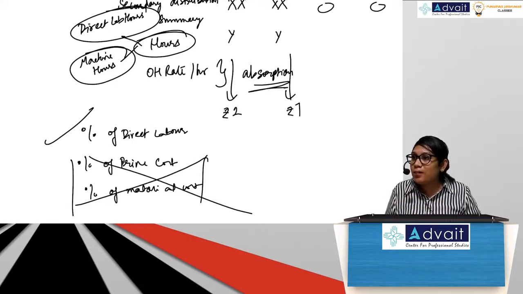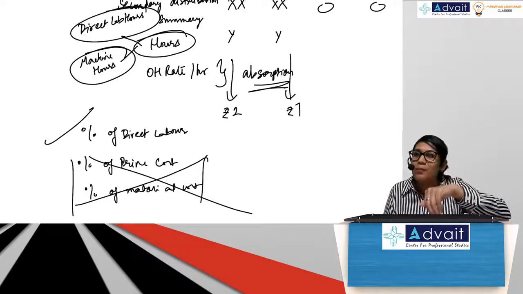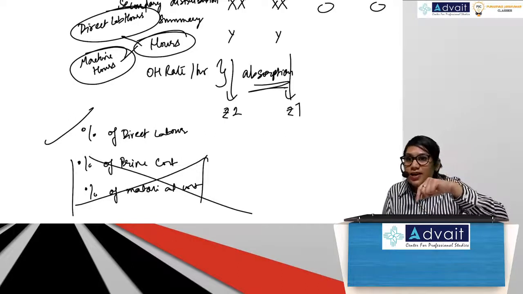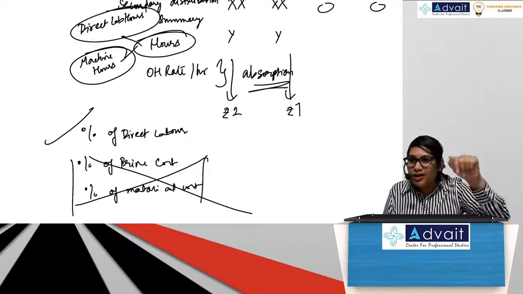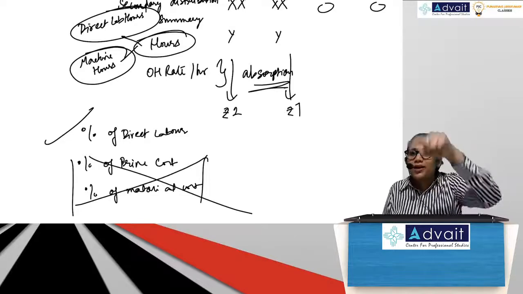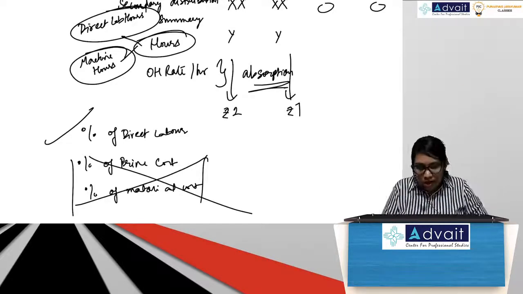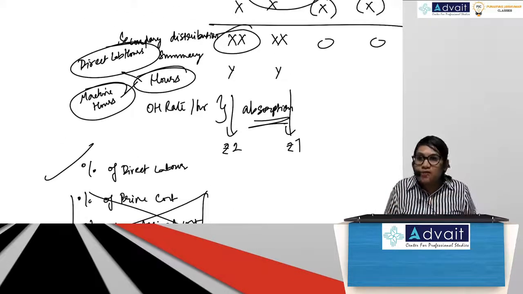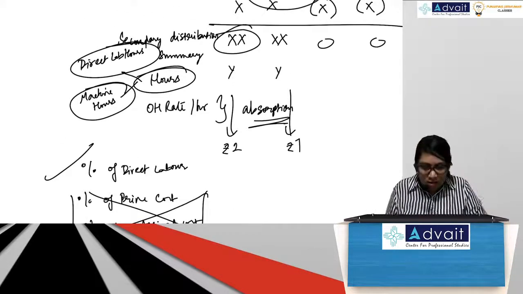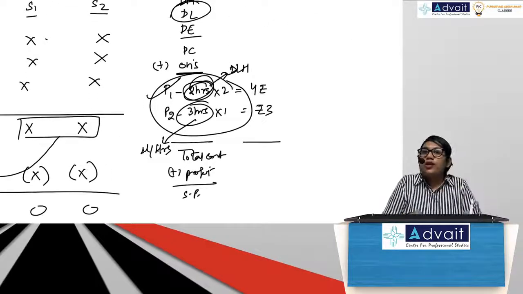Percentage of direct labor. Factory overheads were absorbed on the basis of direct labor. So you calculated the percentage. How? Factory overheads by direct labor into 100. You got the percentage. Then you applied it on the wages. That's what this is. Same thing. So here you've got your overheads, that divided by direct wages into 100, you'll get percentage. Whatever is the direct labor here, apply that percentage there. You'll get the overhead rate.